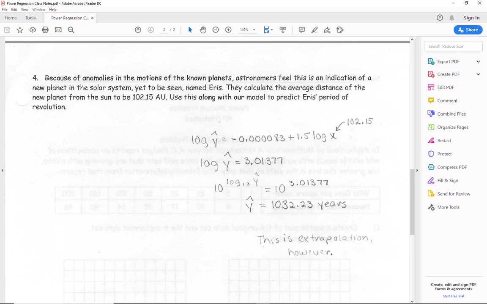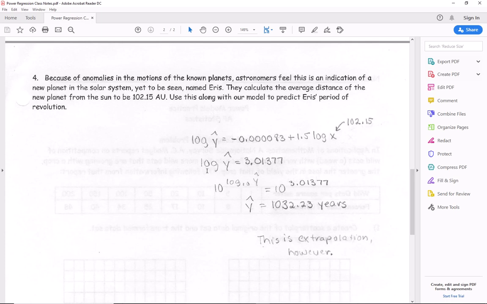So here's your model. Input 102.15. Take the log of it, multiply by 1.5, add on this y-intercept, and you get this: 3.01377. And that's going to go on base 10 in order to give you your original metric.